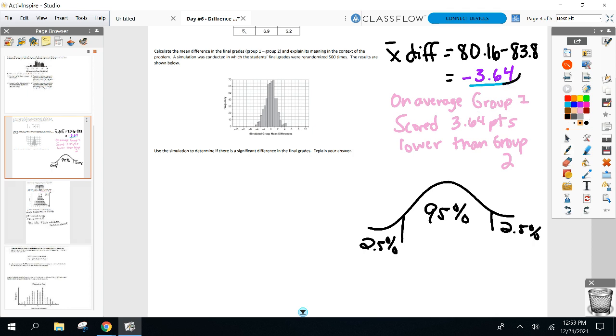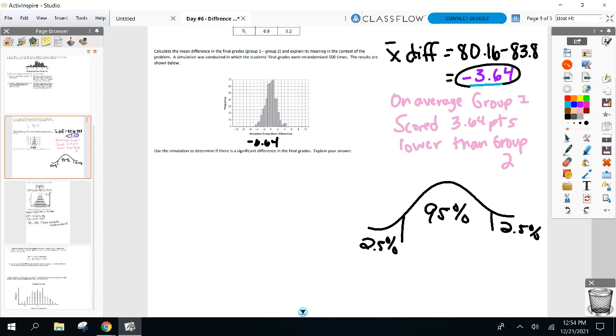Where does negative 3.64 fall? Look at our graph. Can you see where negative 3.64 will be? This is negative 3 right here. So negative 3.64 is right about there. Can you add up the number of scores that are below that? I'm not looking for exact here, we'll be in the ballpark. How many of these scores are there?